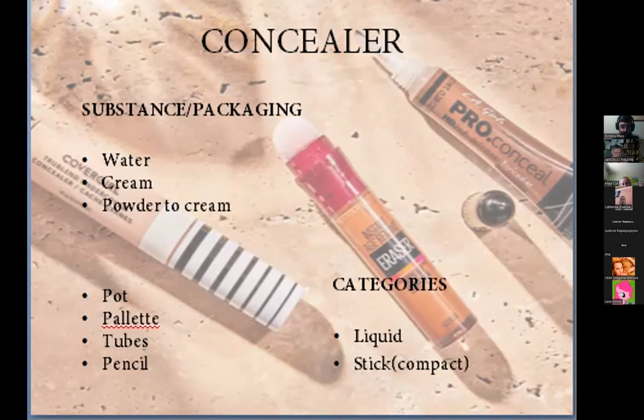Regarding the two main categories, liquid concealer is best when you want light coverage over a large area of your face. It also works well for those looking to create a light finish, especially in areas of wrinkles, like around the eyes and mouth. Stick and compact concealers are well suited for heavier coverage on smaller, more specific areas of the face.